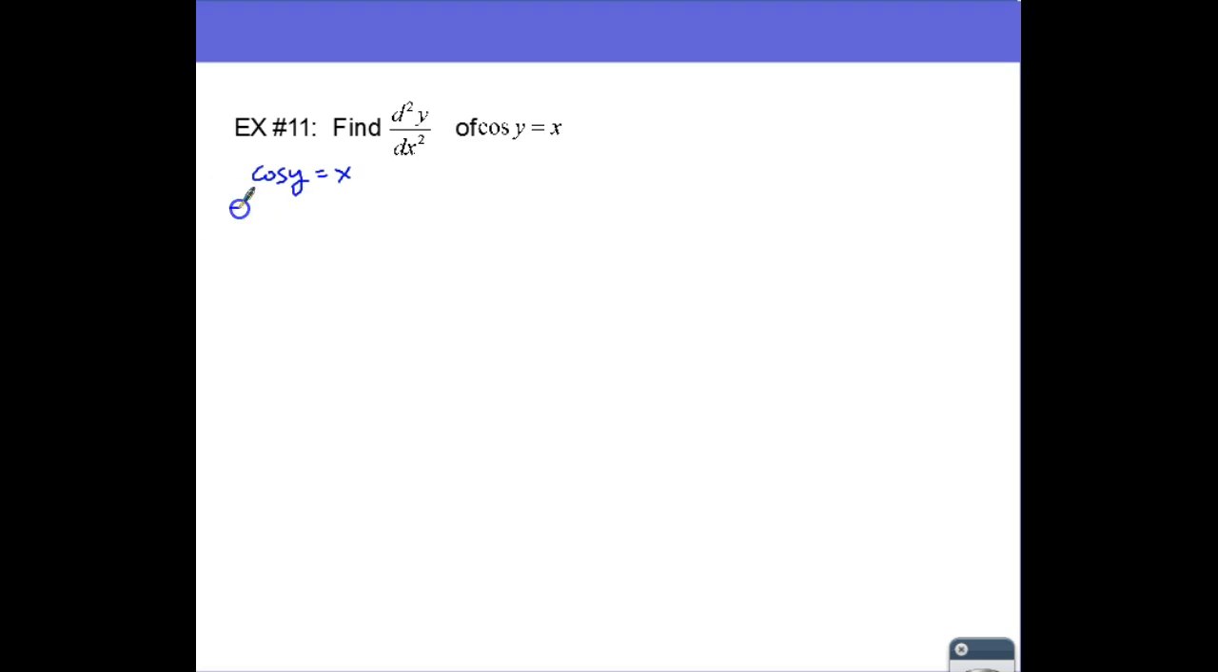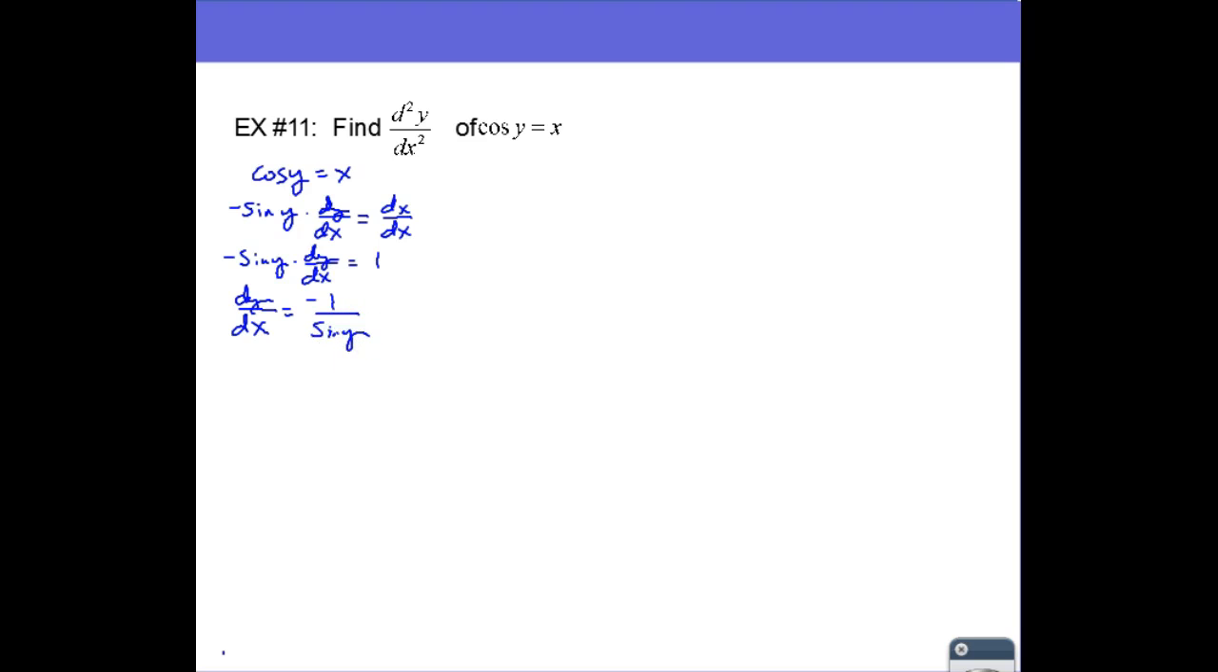The derivative of cosine is negative sine y times the derivative of y, the inside function. That gives us dy/dx. And then the derivative of x with respect to itself. And so we have negative sine y times dy/dx equals 1. And solving for dy/dx, we get negative 1 over sine y.